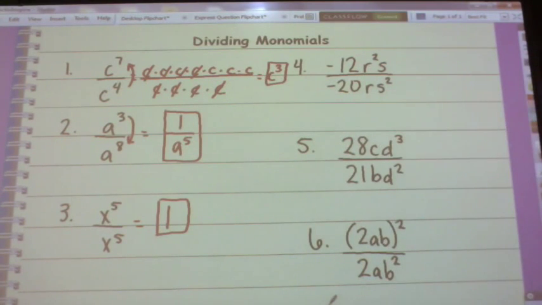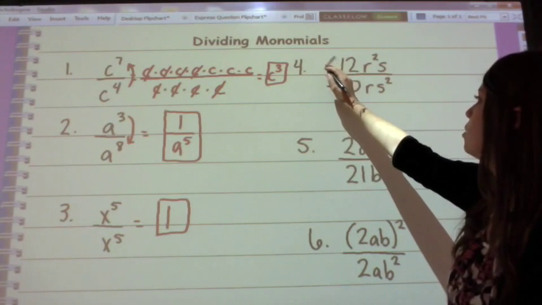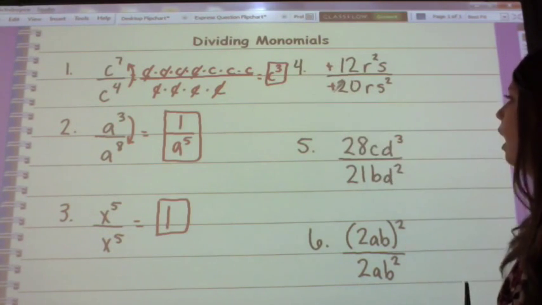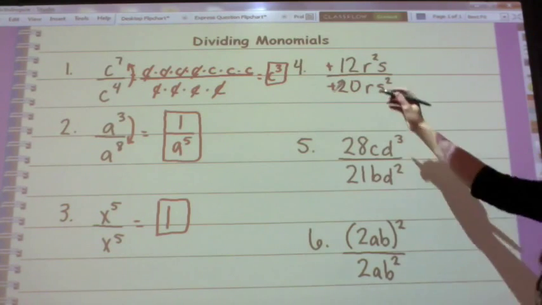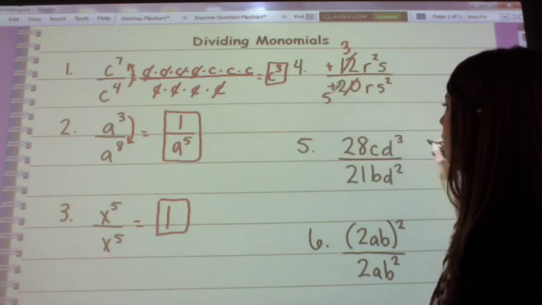So look at example 4. We have negative 12r squared s over 20rs squared. So we want to be able to simplify the negative 12 and the negative 20 first, our coefficients. So what factors can go into negative 12 and negative 20? So we know that these are both positive because 2 negatives make a positive. And then it's going to be 4. 4 goes into 12 3 times, and 4 goes into 20 5 times.